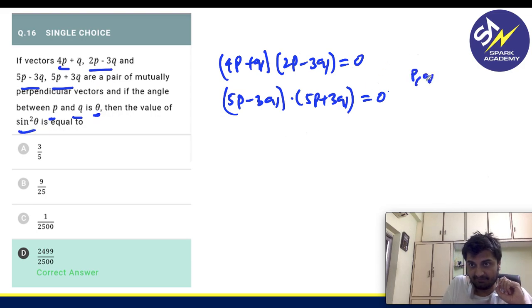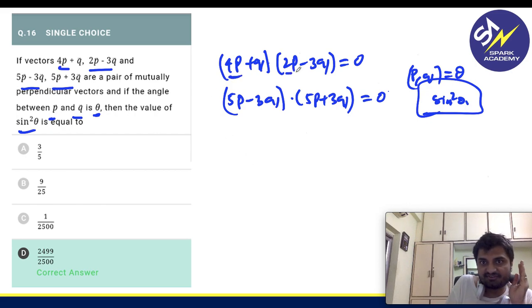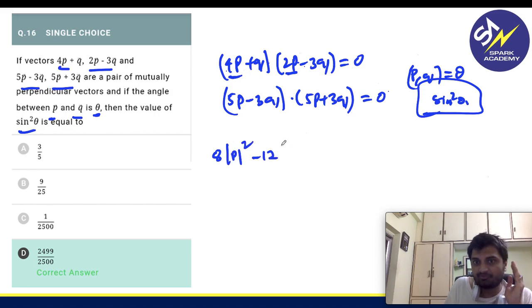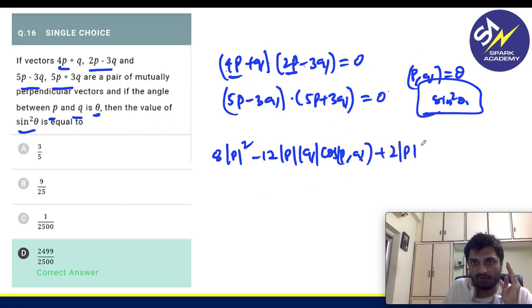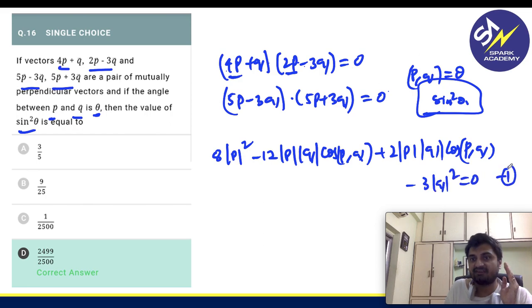If the angle between p and q is theta, then find sine square theta. So the angle between p and q is given as theta. Then they're asking us sine square theta. Now how will you write this? First of all, just simplify this. This is basically 8 times mod p square, 4 into 3 is 12 times p dot q, which is mod p mod q cos of p comma q. This is 2 times p dot q, means 2 times mod p mod q cos of p comma q. This is minus 3 times mod q square, that is equal to 0. This I can write as the first equation.